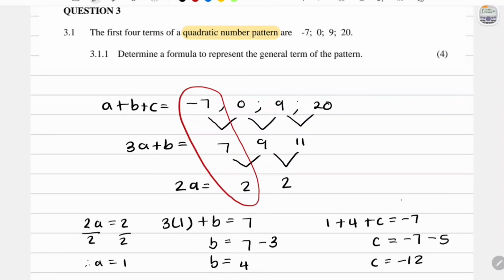We need to be able to differentiate between what is a term and what is the value of that term. So let's look at, for example, this -7. The value of this term is -7. But the term, which position is it? It is the first term. Okay, so the term is term 1, but the value of it is -7. If we look at 9, for example, what is the term number of this? This is the third term, T3, but the value of term 3 is 9. The value of this term is 9.